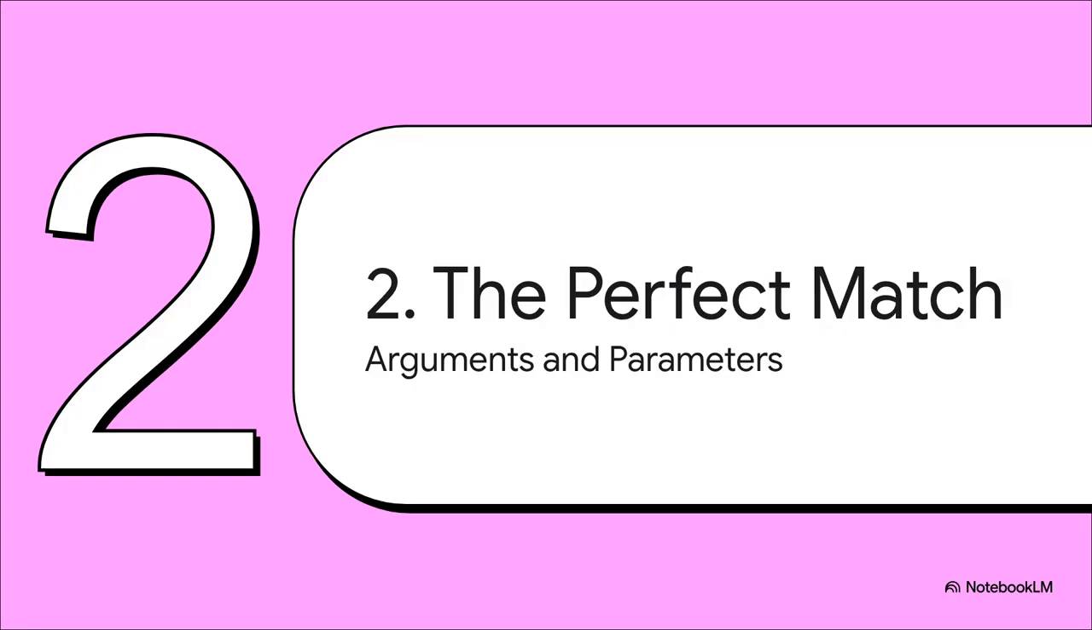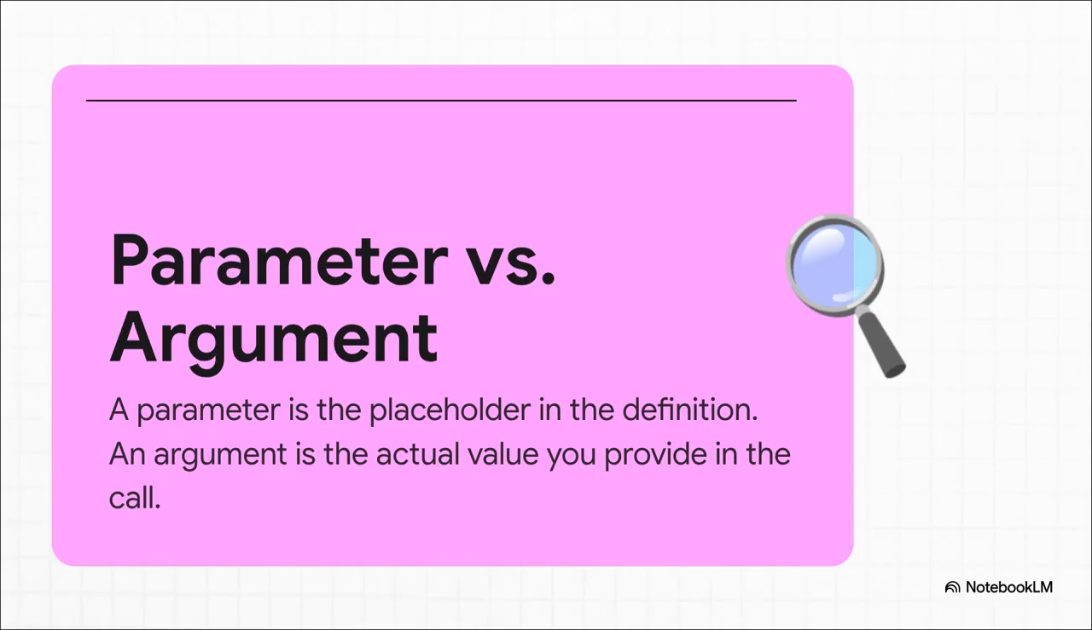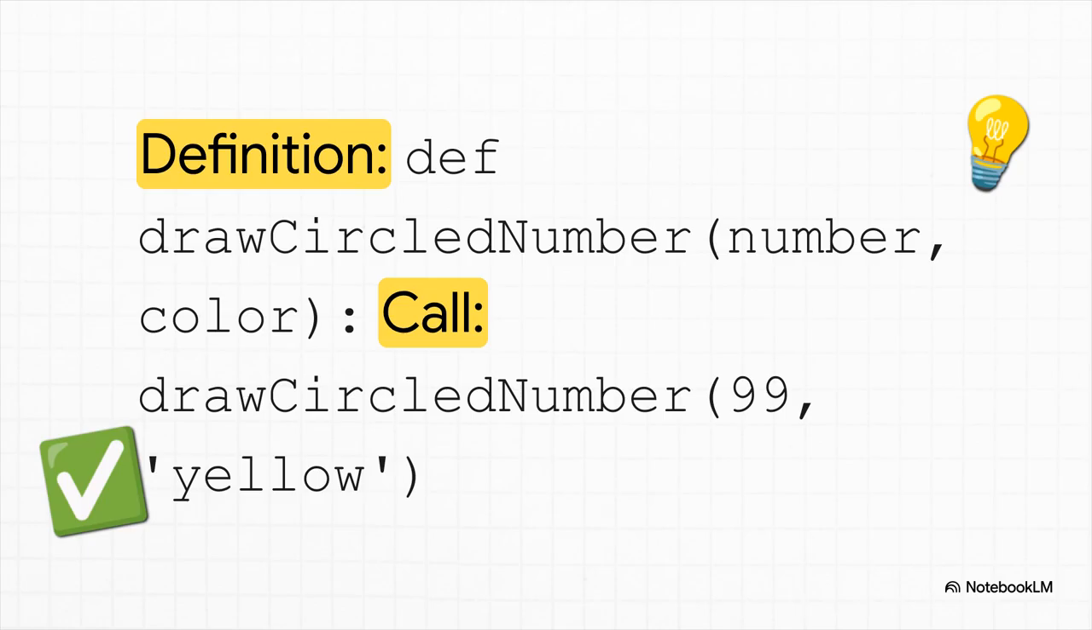So what does it look like when you follow that contract perfectly? Let's take a look at the ideal scenario, when everything just works and your code runs like a dream. First, we've got to get our vocabulary straight, because this is super important. A parameter, that's the placeholder variable you use when you're defining the function. An argument, on the other hand, is the actual value you give the function when you call it. So think of the parameter like an empty box, and the argument is the thing you actually put inside that box. Let's see this in action.